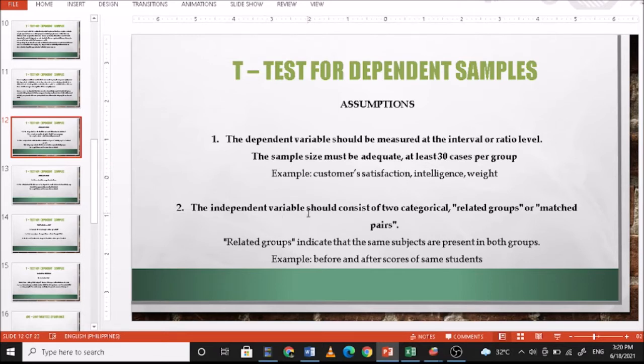Number 2, the independent variable consists of two categorical related groups or matched pairs. Related groups means the same subjects are present in both groups, or matched pairs, that's why it's the same person with a pre-test and a post-test. For example, before and after scores of the same students.